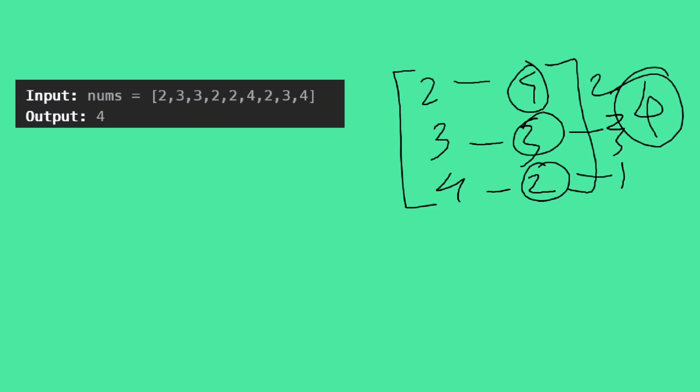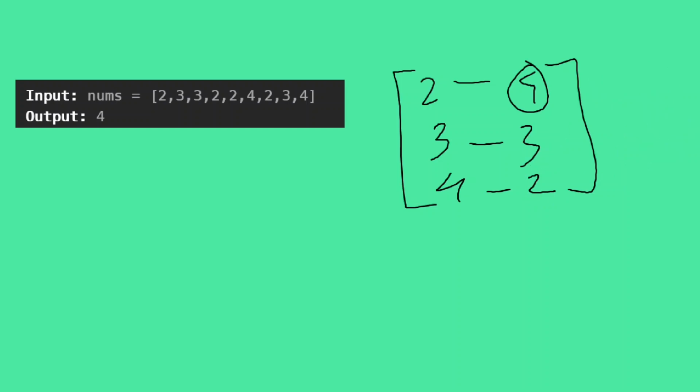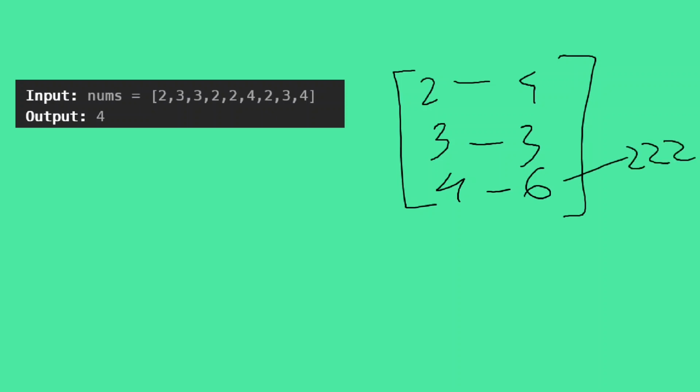But let's say, what if instead of 2 4s, I had 6 4s? Now, do I go for 2 2 2 or 3 3?